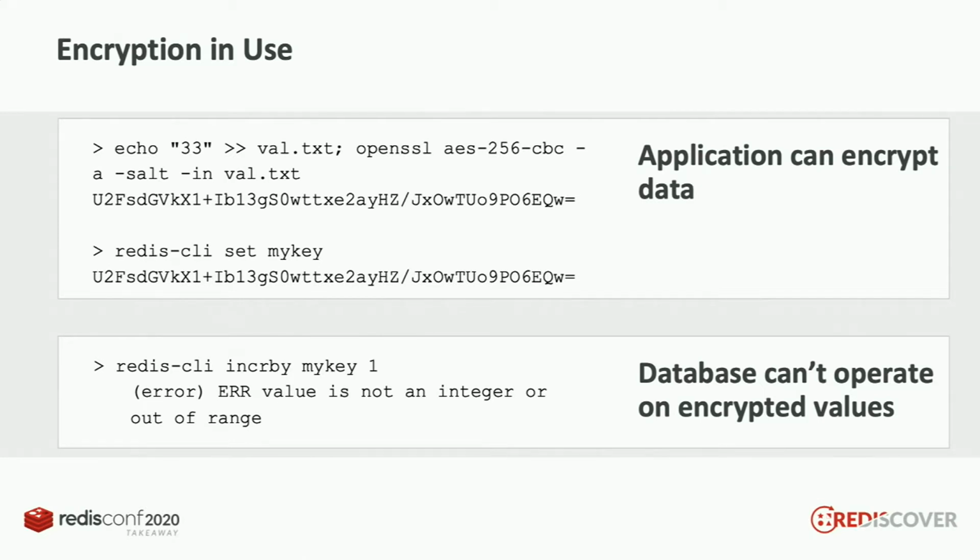Well, the downside of doing application level encryption is that you can no longer perform certain database operations. If you look at this next command, we now try to increment that value by 1. But that value is not a plain 33, it is a binary string. And so Redis returns that it can't increment that value. So by doing application level encryption, whilst your data is secure in use, you're not allowing the database to perform operations against some of that data.